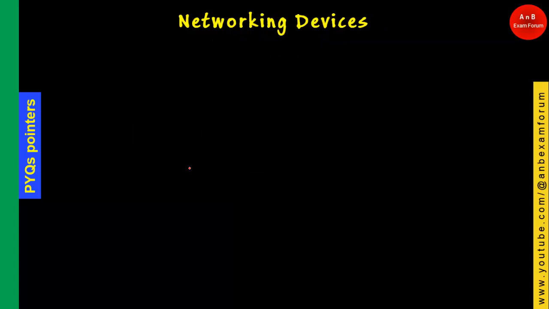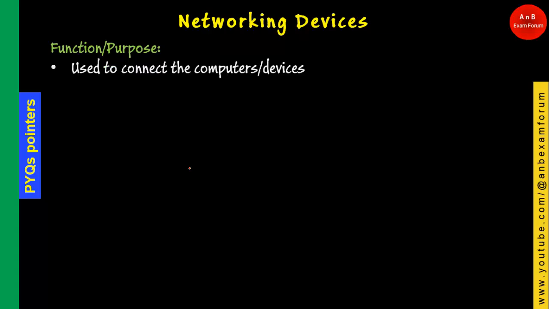So the first one is, what is the function and purpose of networking devices? You know that basically a network is a collection of computers which is used to share resources. In order to connect those computers or nodes, we need some devices. Those are called networking devices. The main purpose of these networking devices is to connect the computers.